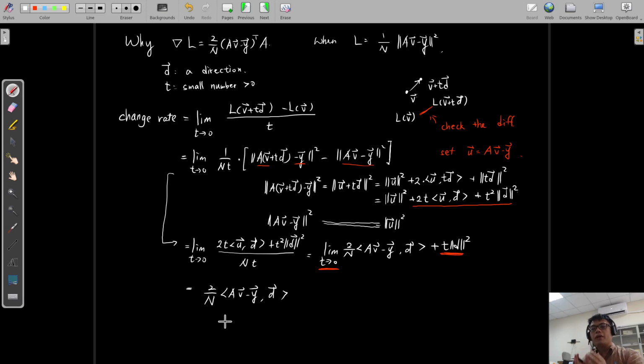Which means if you go along this d direction, the change rate is going to be this quantity, and you can write it in a different way. Oh, I'm sorry, here is A times td.